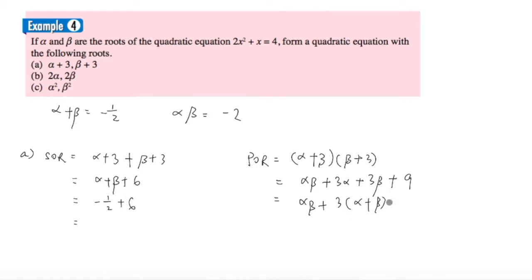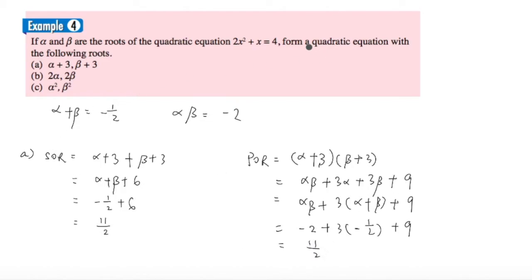Why factorize the 3? Because I want to substitute alpha beta and alpha plus beta inside here. So now you can substitute alpha beta here, and alpha plus beta inside here. If all are numbers, you can get the answer. Negative 2 plus 3 times alpha plus beta, negative 1 over 2, plus 9. So you will get 11 over 2. The sum of roots is also 11 over 2.